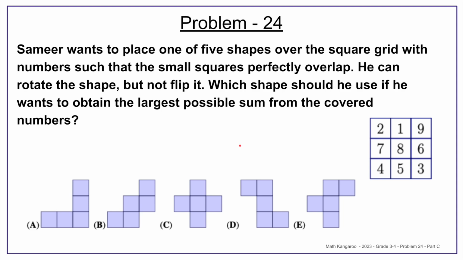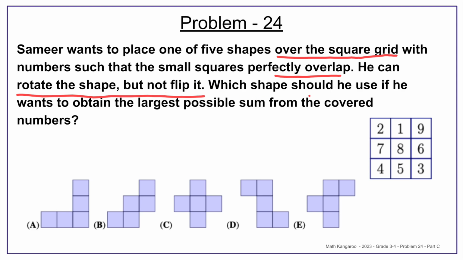Problem 24. Samir wants to place one of the 5 shapes over the square grid with numbers such that the small squares perfectly overlap. He can rotate the shape but not flip it.